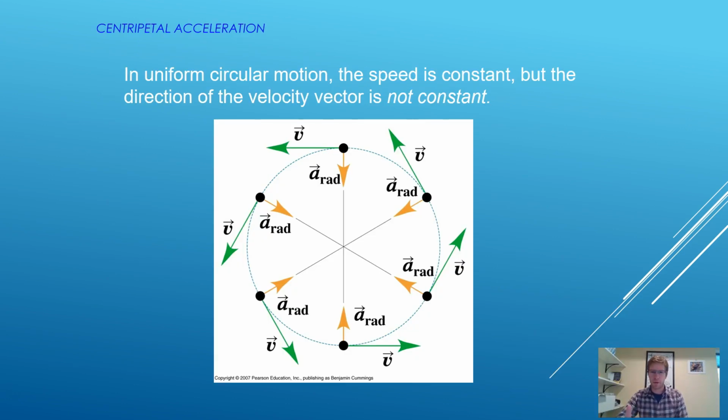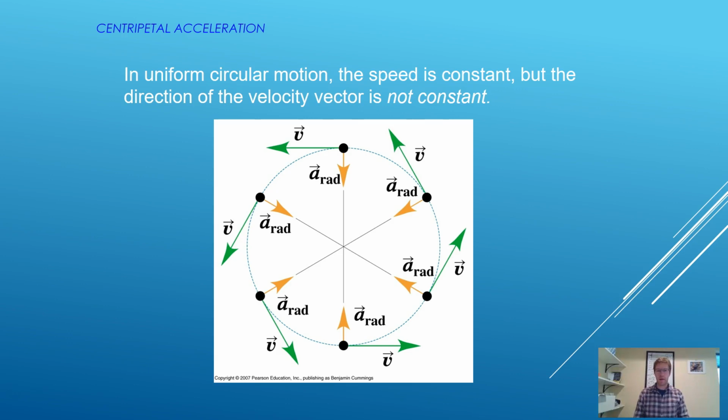So let's go back to this idea of uniform circular motion. If we have something moving in uniform circular motion, keep in mind what this means is that it's moving at a constant speed. And I emphasize this a couple times. It's moving at a constant speed, but not a constant velocity. Why not? Well, as this diagram shows you, the direction of that velocity vector is constantly changing. And so if its direction is changing, that means it's experiencing an acceleration.